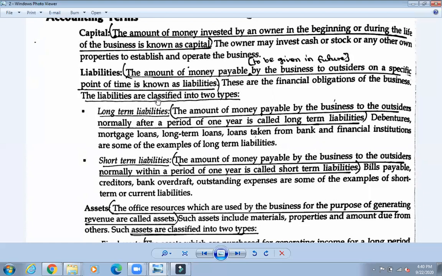So if someone has to give to someone, if I need to pay to someone, that is called the liabilities. Liabilities means those money, as I've written over here also, the amount of money payable.